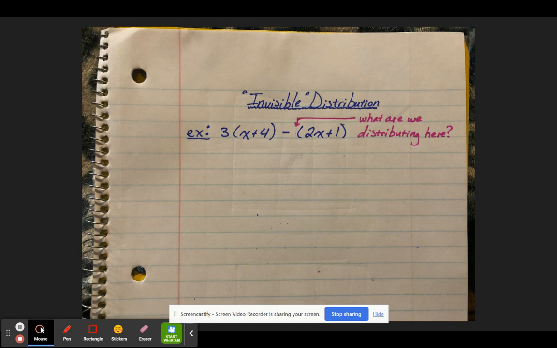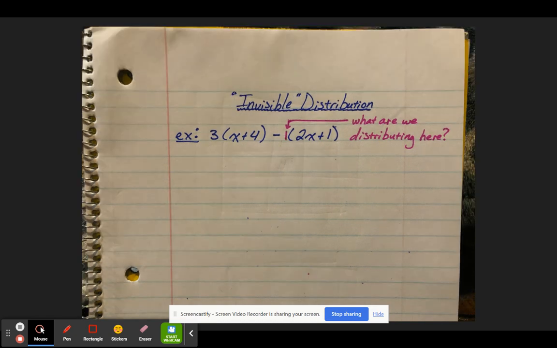Now, just like when you see an x with no number written next to it, the number is really an invisible 1. We can think that there's an invisible 1 written next to these parentheses here. So let's go ahead and write that in. So now we can see what number it is that we're distributing.